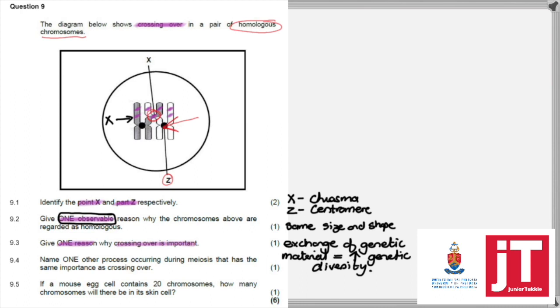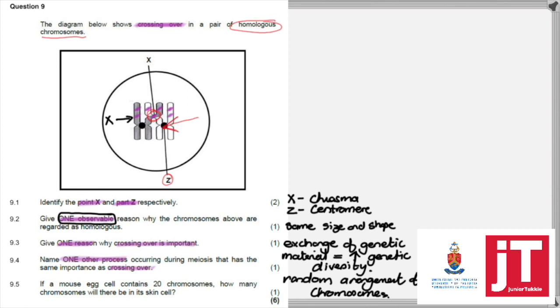Let's have a look at our next question here. Name one other process other than crossing over that adds to the importance. Here we know they are talking about the random arrangement of chromosomes during meiosis. Crossing over would add to genetic diversity with the exchange of genetic material between these homologous chromosomes, but also the random arrangement of these chromosomes when they divide into the different gametes at the end of the day.